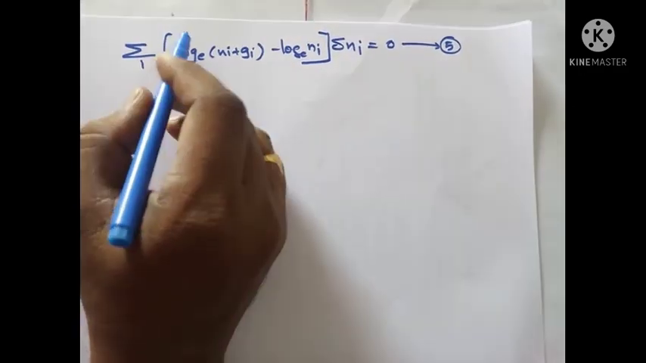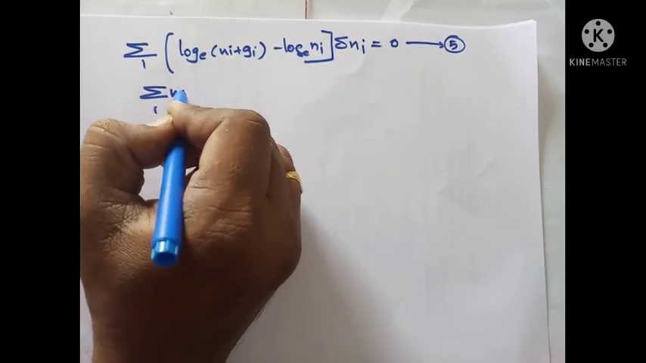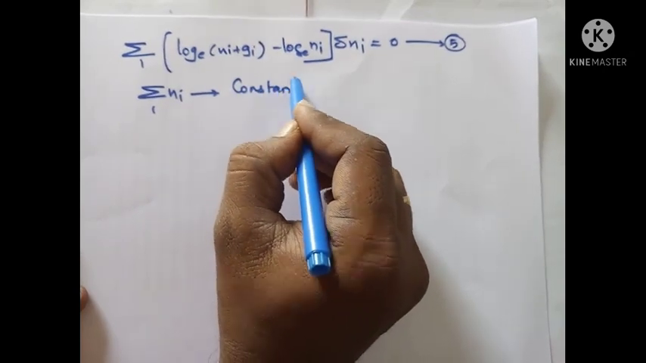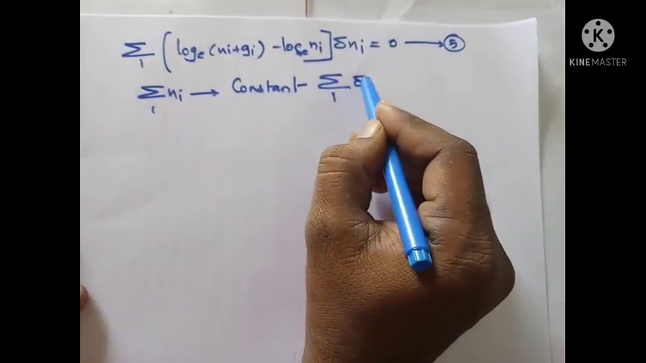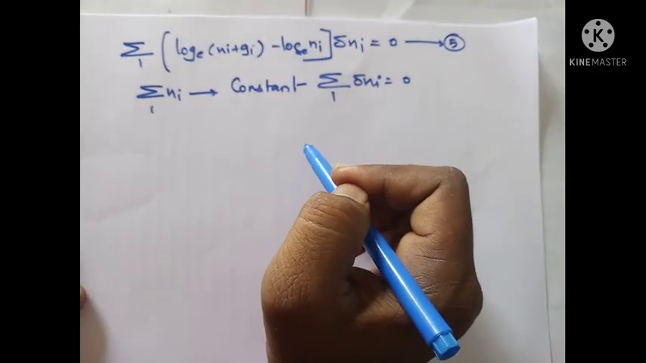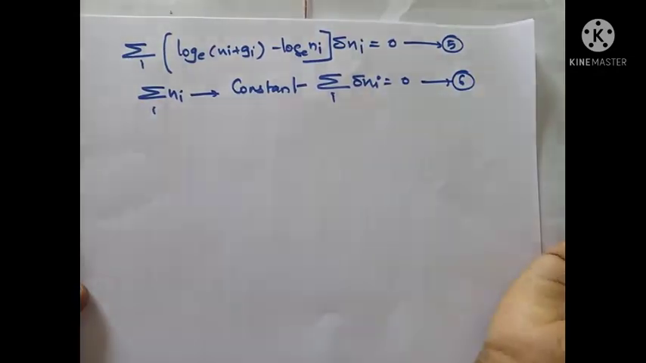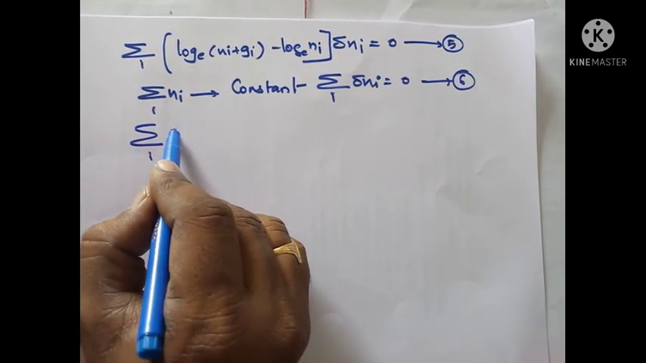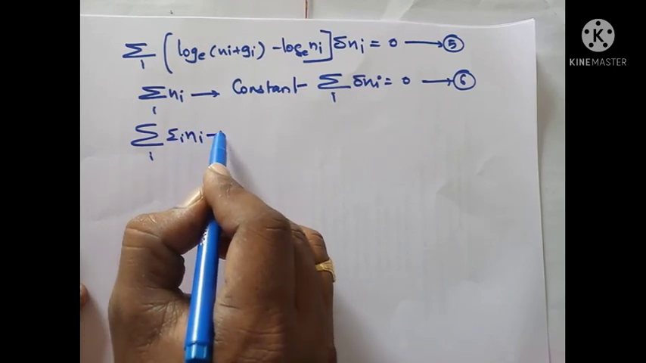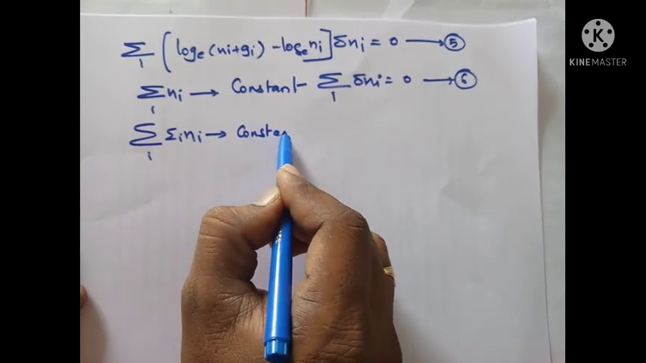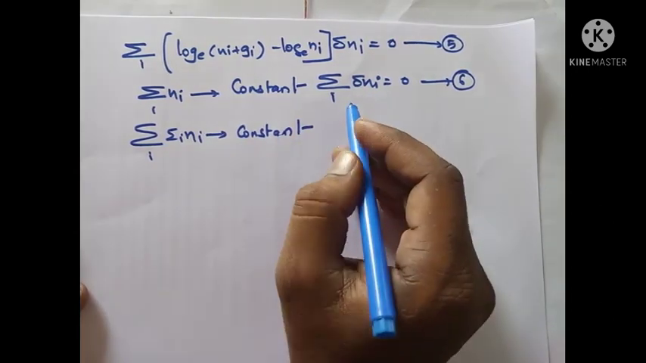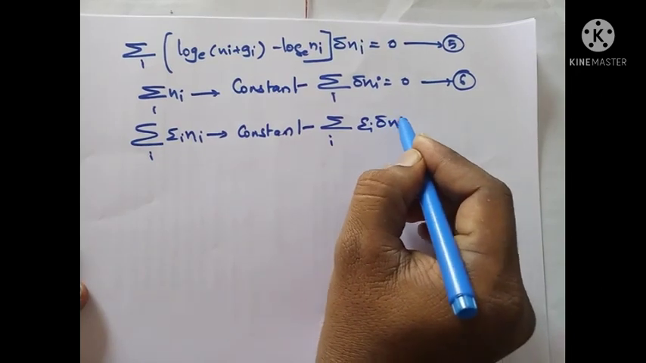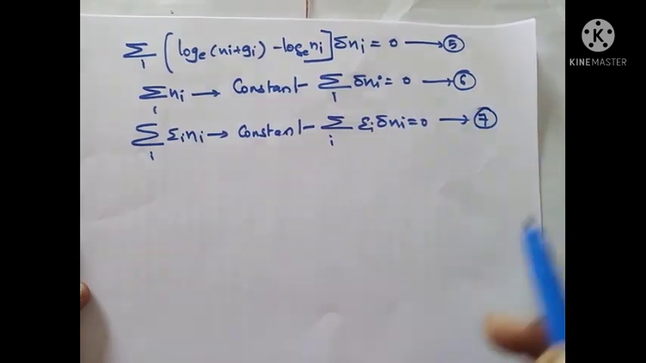Now we know that the summation over i of ni, that is the total number of particles, is constant. So if you take the change, summation over i of ∂ni equals 0, right? Now similarly assume this is equation number 6. And similarly, we know that the total energy of the system remains constant. This can be summation of ei ni is constant, and if you take change on both sides, the change in total energy will be 0, right? So summation over i of ei ∂ni equals 0. Assume this is equation number 7.